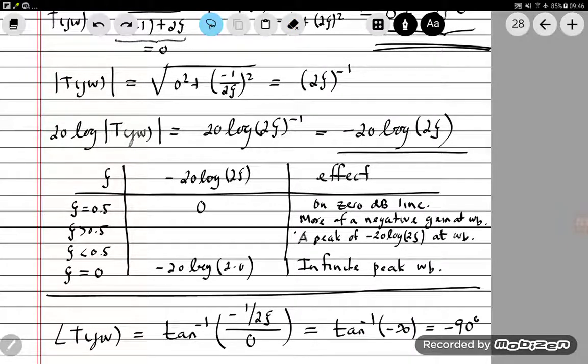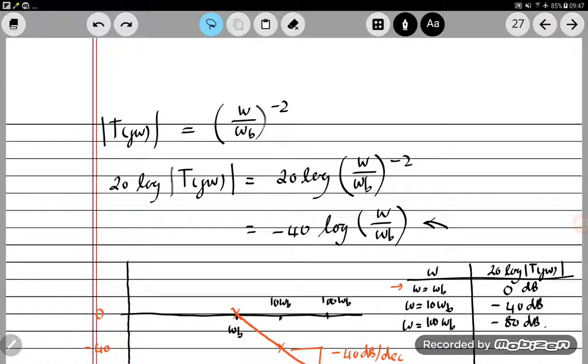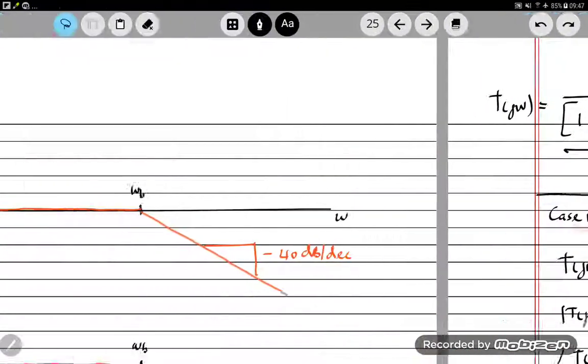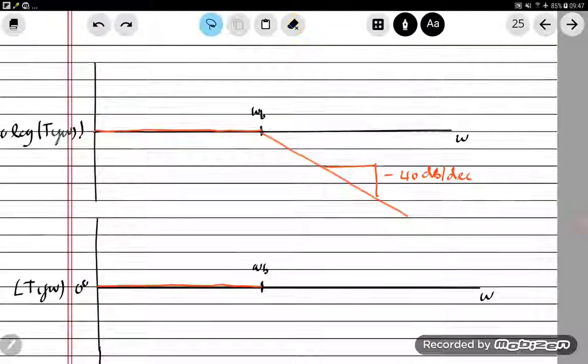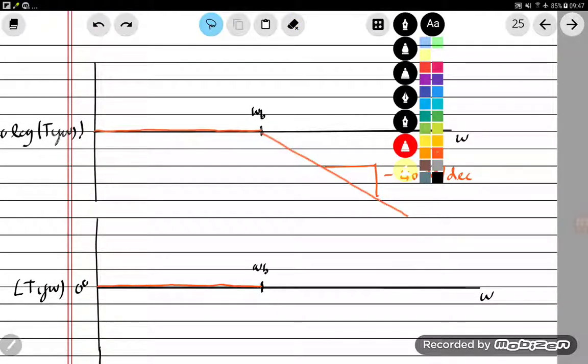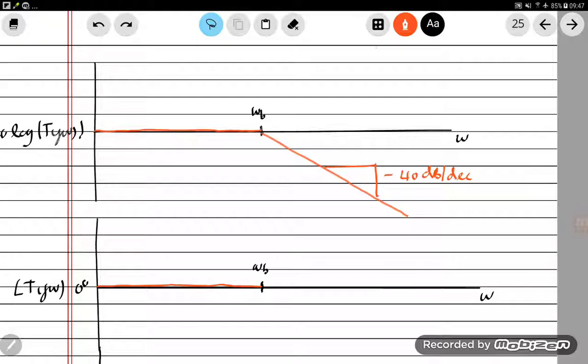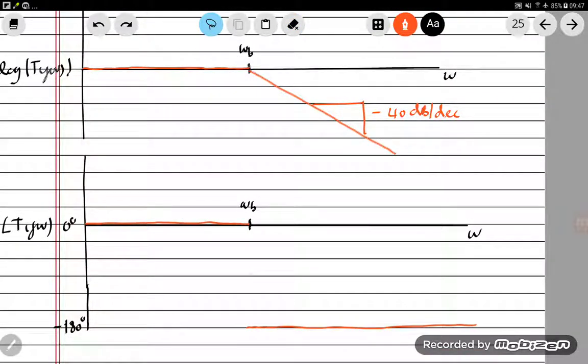So let's keep this in mind. This is the magnitude and that's the phase. Let's go and plot this on our graphs. So our magnitude function was minus 20 log of 2 zeta, and our phase at omega b was negative 90 degrees.